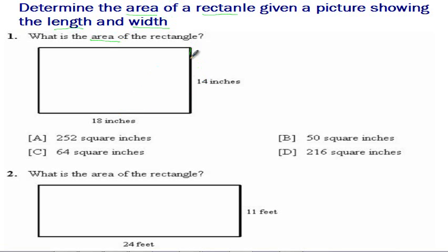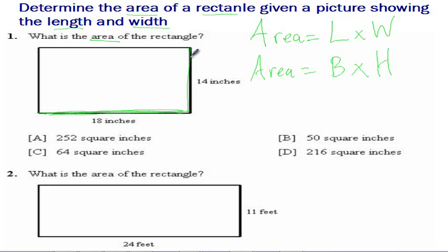So what is the formula for area? To find the area, it's going to be either length times width, or here's what some books use. Area is equal to base times height. Base times height, or length times width. So what is my base or my length? Your length is 18. And your width, well, base is 18 and height is 14. So if you're going to use base, then its partner is height. If you're going to use length, its partner is width.